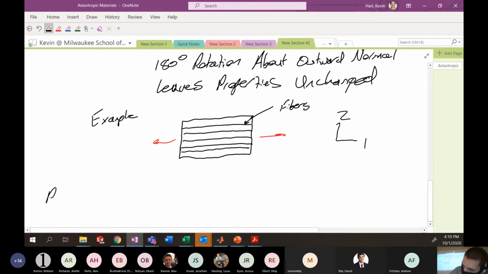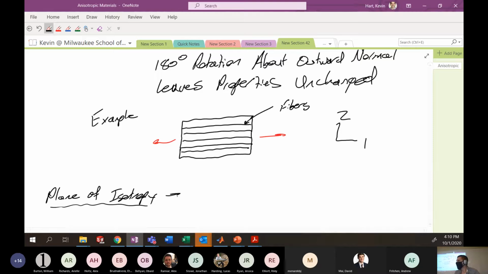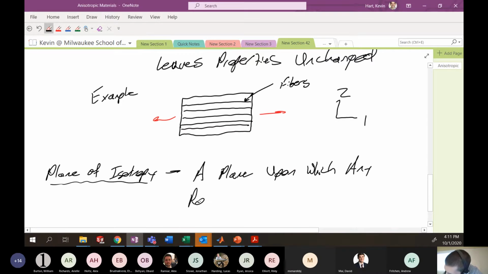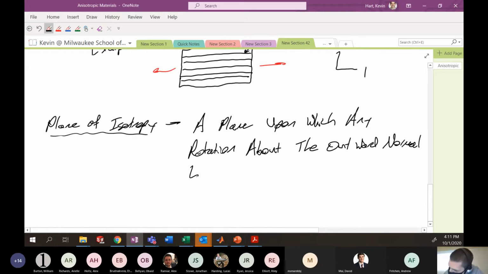Plane of isotropy. This is a plane about which any rotation about the outward normal leaves the properties unchanged.